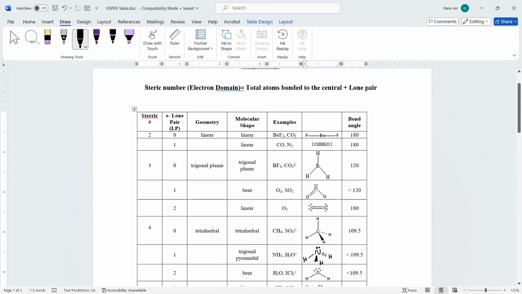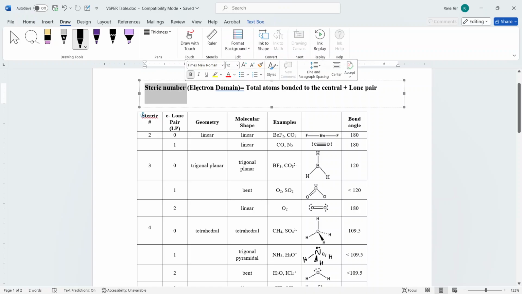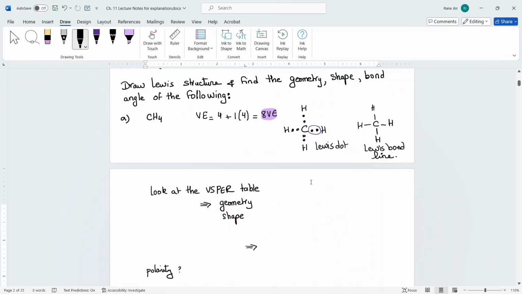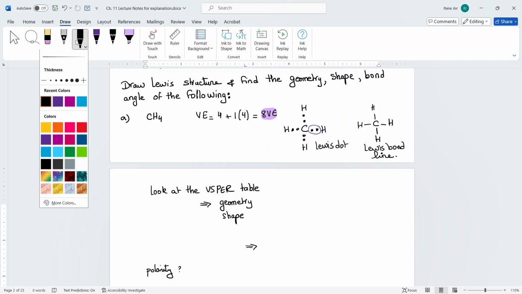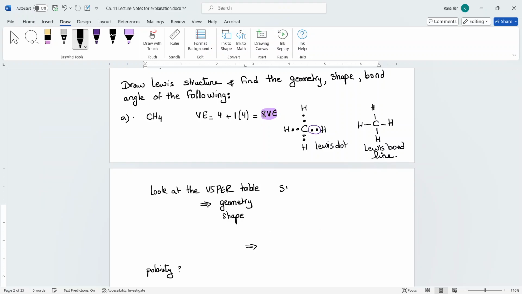So with the VSEPR table, you're going to start by calculating the steric number. The steric number is the number of groups that are connected to the central atom plus the lone pair. So we're going to start by calculating the steric number of CH4. So steric number is equal to what? How many groups are there around the carbon? We have 1, 2, 3, and 4. So this means that it is 4 plus the lone pair.